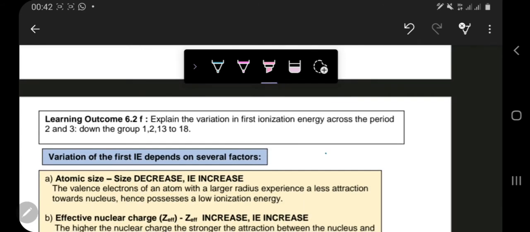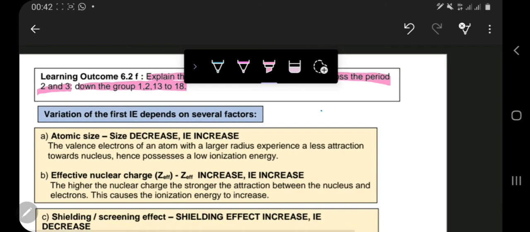Okay, next we go to explaining the variation in the first ionization energy across periods 2 and 3, and also when going down groups 1, 13 to 18. It depends on several factors. The first factor is atomic size. Of course, the smaller the size of the atom, the higher the ionization energy needed to remove the valence electron.